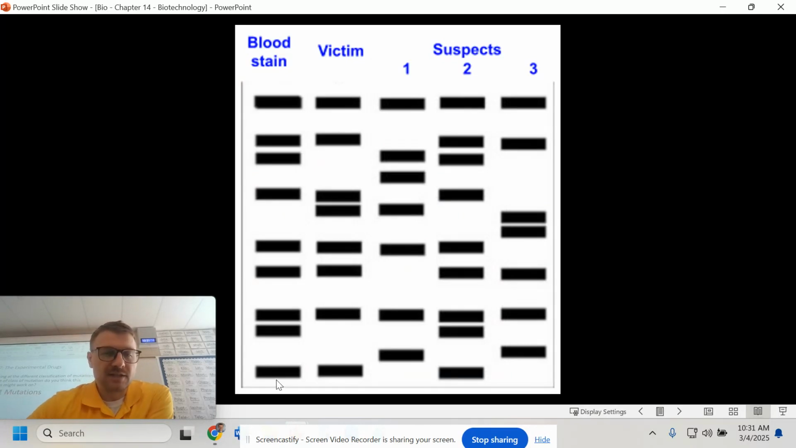So again, we have the bloodstain here. We have the victim here. Which of the 3 suspects is the person that was at the crime scene? So what we have to do is we not only have to look at the victim, because the bloodstain might be the victim's, but you can see here, it's not going to be the victim's, it's going to be suspect 2.